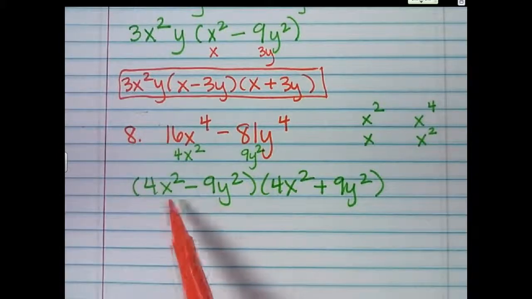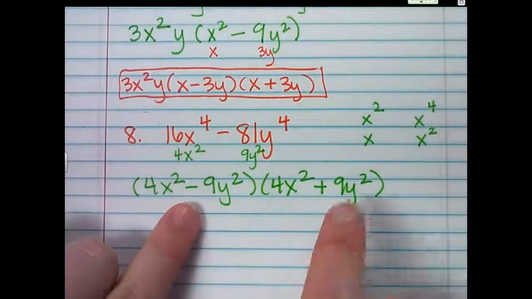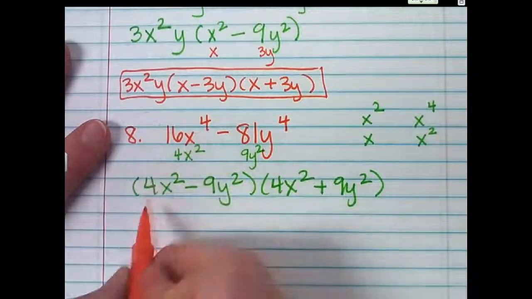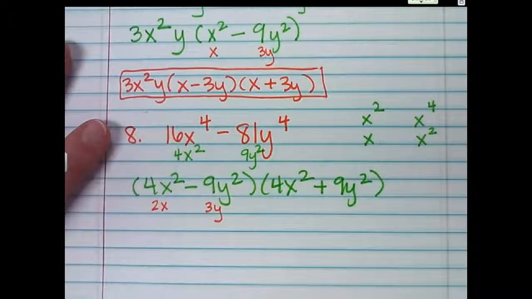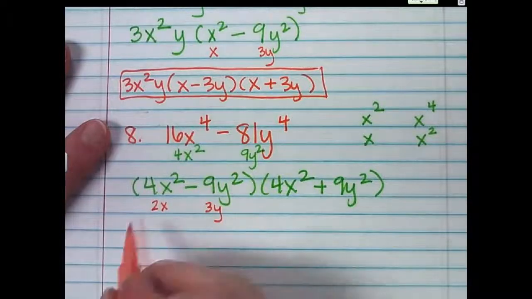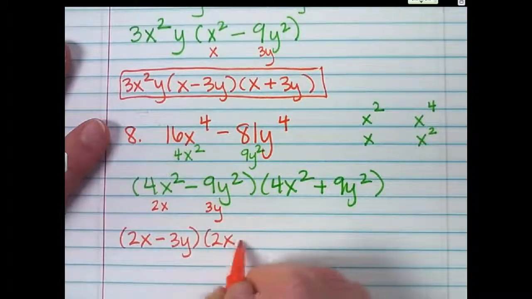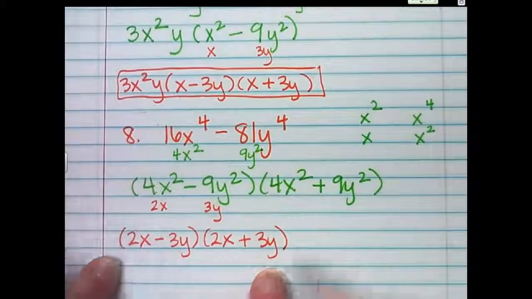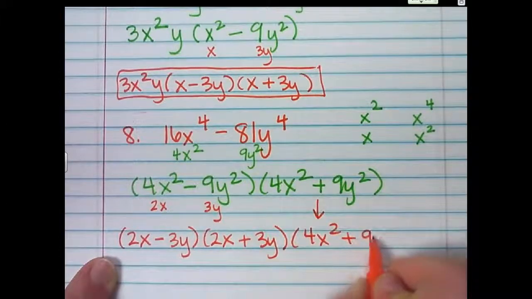And then look and see, because these are a little bit more complex. Can I do anything with either the first one or the second one? Yeah. Which one? The first one. Why not the second one? Because it's a plus. But this one is also 2 squares. So this is 2x and 3y. So this becomes 2x minus 3y, 2x plus 3y. And there's several on your homework like this where you factor it once, but then you can factor it again. And then this guy right here stays. 4x squared plus 9y squared.